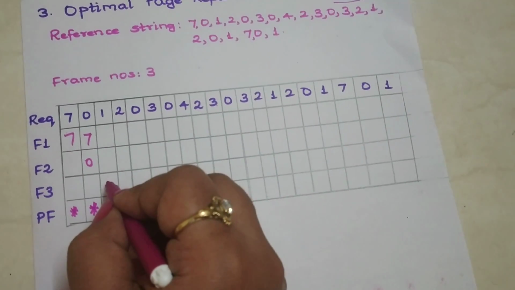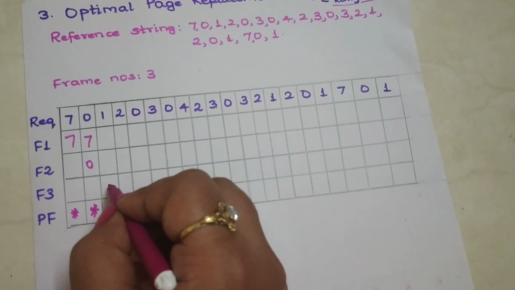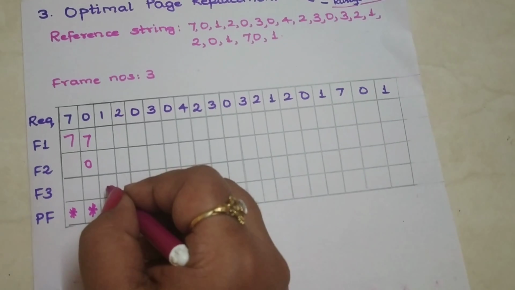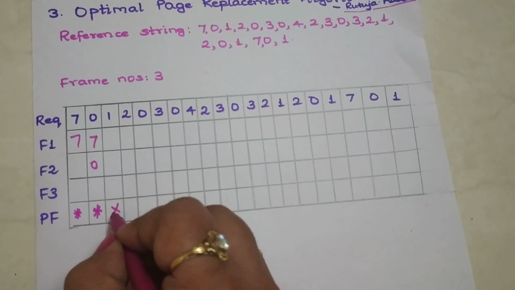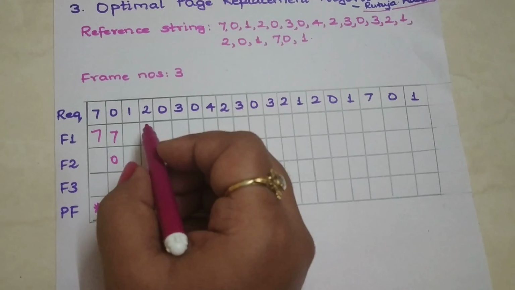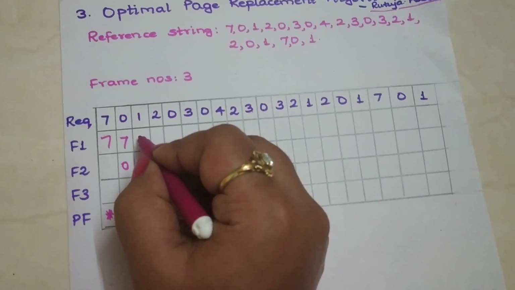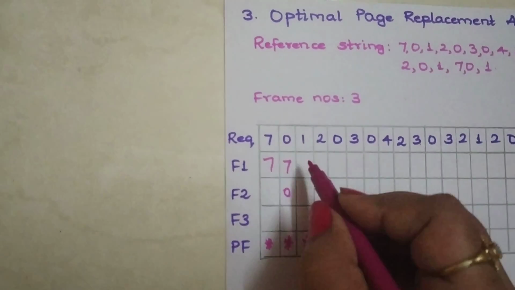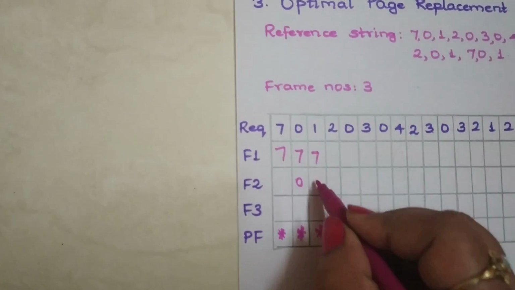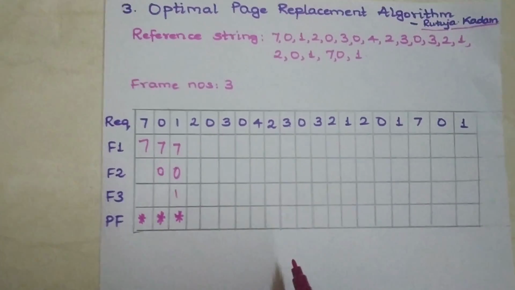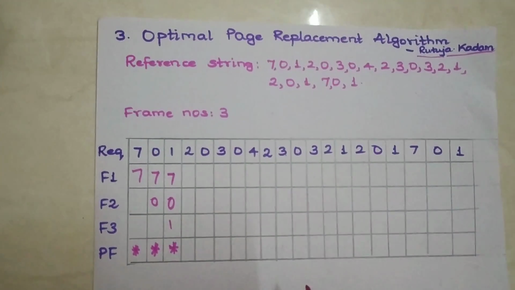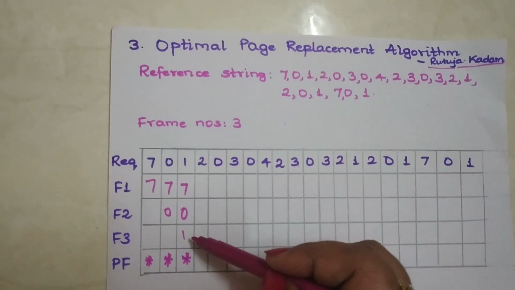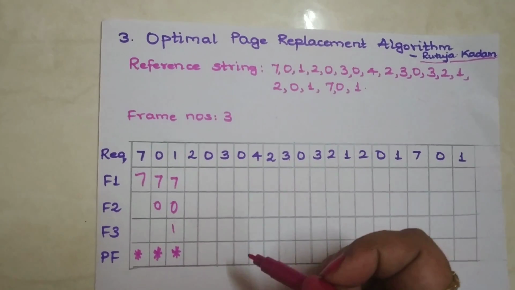Then comes 1. Does it have a frame? Yes, there is an empty frame, so we can comfortably bring page number 1 into frame number 3. And that is a page fault, because page 1 was not present in the memory. So write here 7, 0, 1. Now comes 2. Just check whether 2 is present in the frame contents, 7, 0, 1. It is not present, which means it is a page fault.